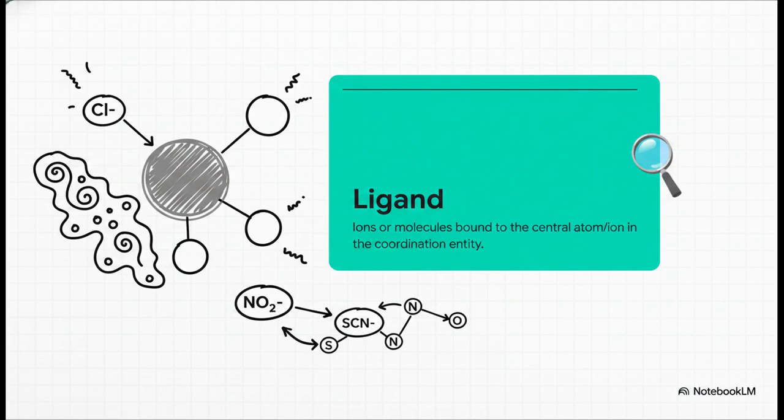Ligands can be simple single-donor ions like chloride, those are unidentate, or they can be massive macromolecules like proteins. You also need to watch out for the sneaky ones, ambidentate ligands. These are ions like nitrite or thiocyanate that can actually coordinate through 2 entirely different atoms. For instance, nitrite can bind through its nitrogen atom, or it can flip and bind through an oxygen atom.